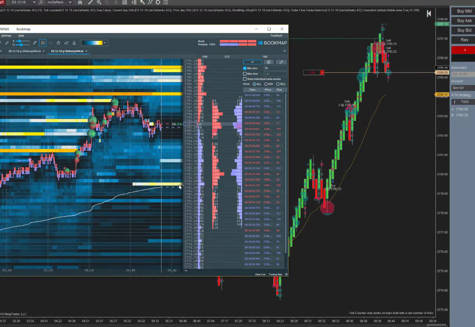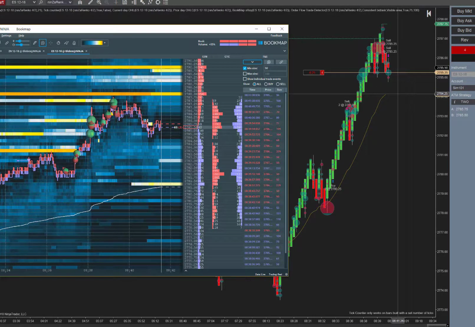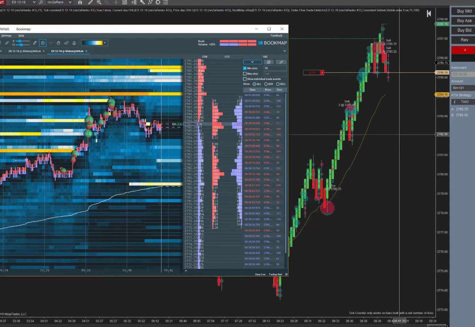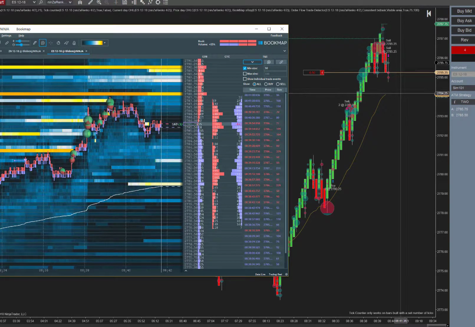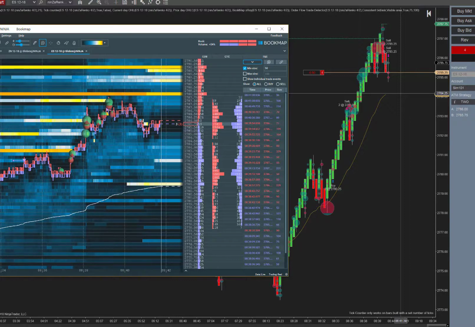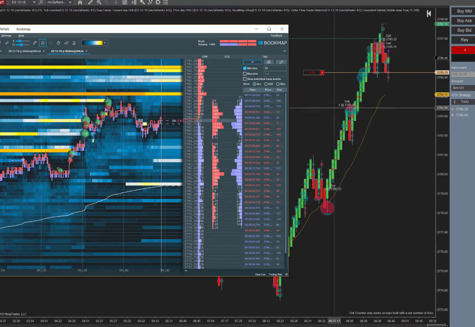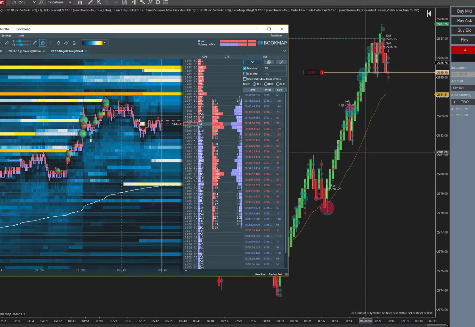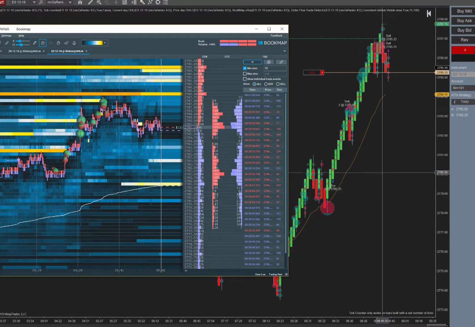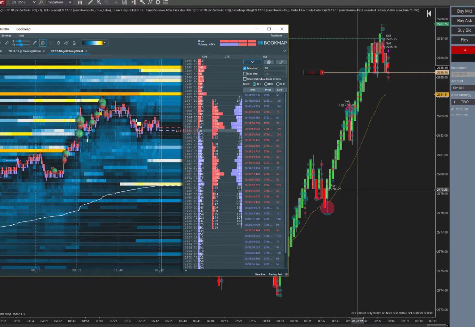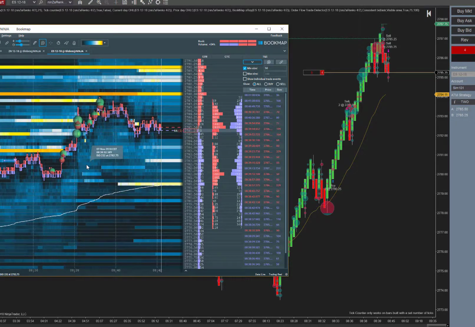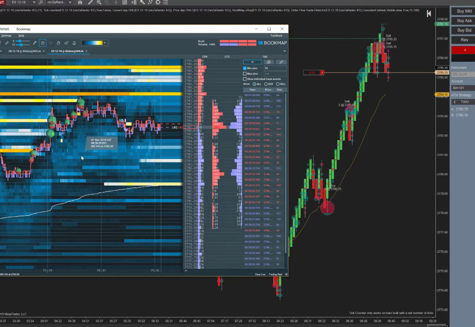Let's see. I was kind of thinking maybe we'd come back down to the EMA before we start moving up again. Get a couple points out of it. Not seeing a lot of info one way or the other here.